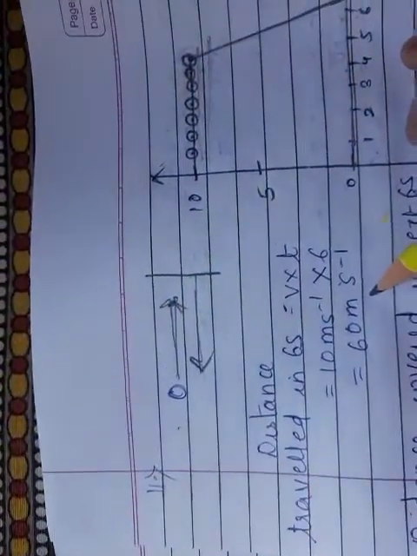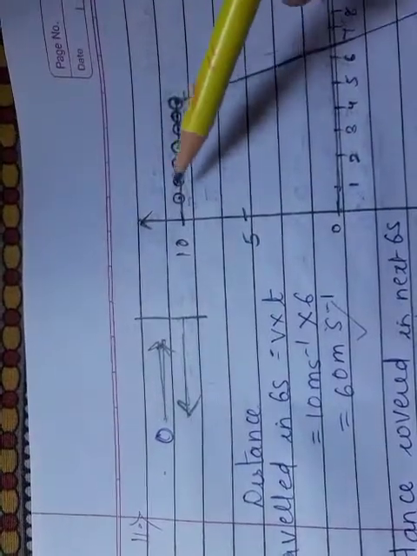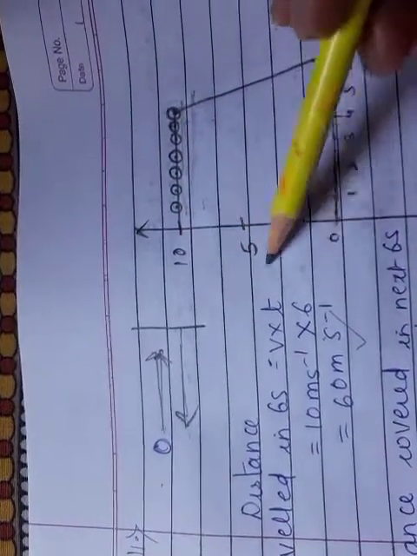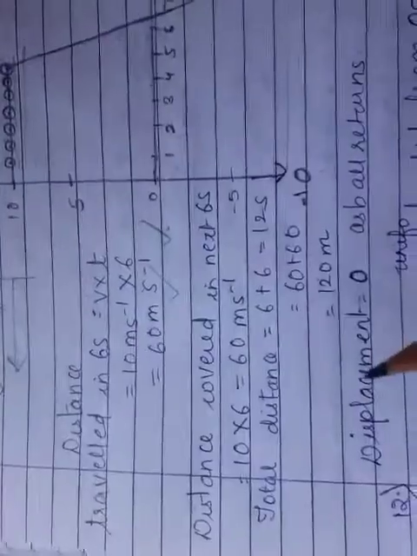Now what are you supposed to find out? You are supposed to find out the distance traveled. So how much is the distance traveled? V into t. What is the velocity? 10. What is the time? 6. So 10 into 6 is 60 meters. So here you got the distance. Then in the next 6 seconds, what is happening?